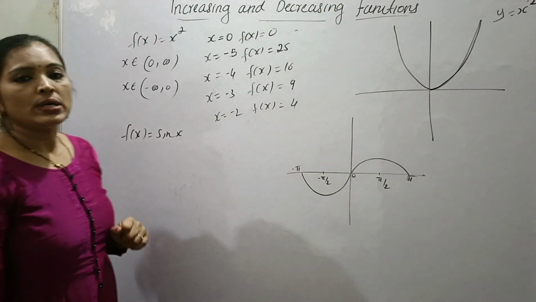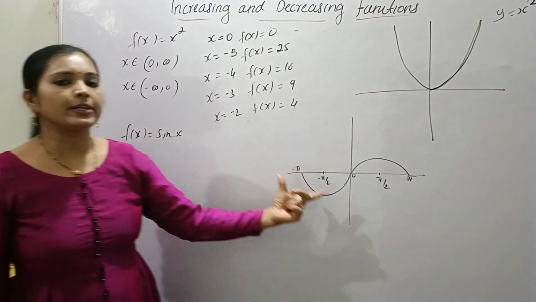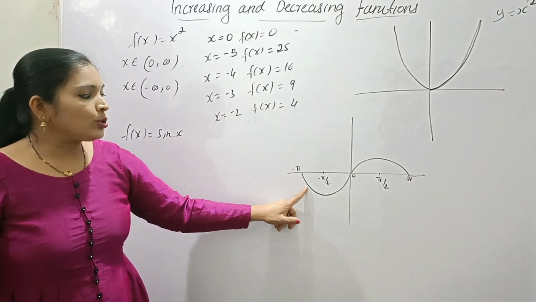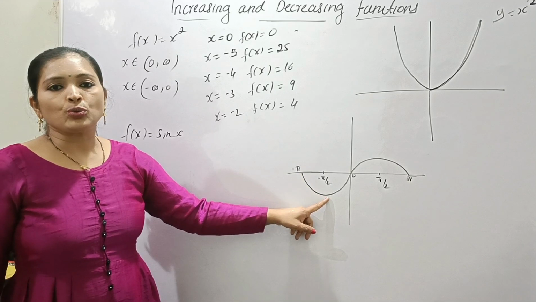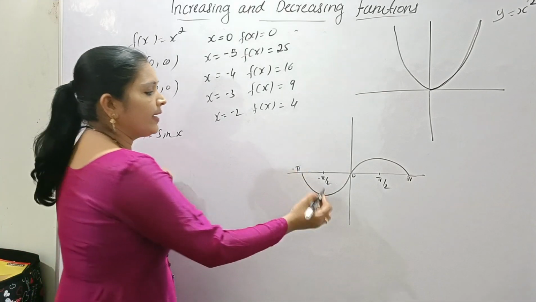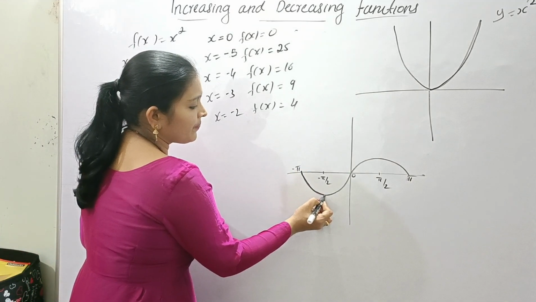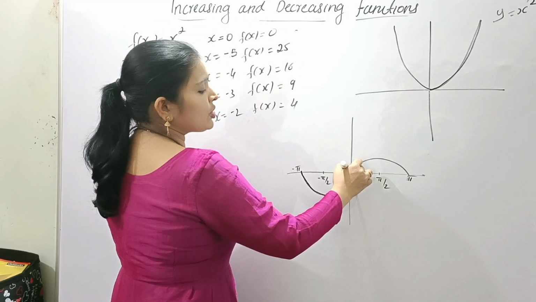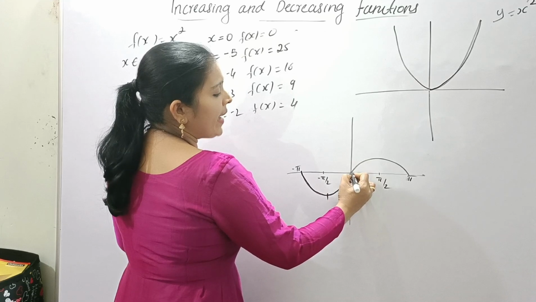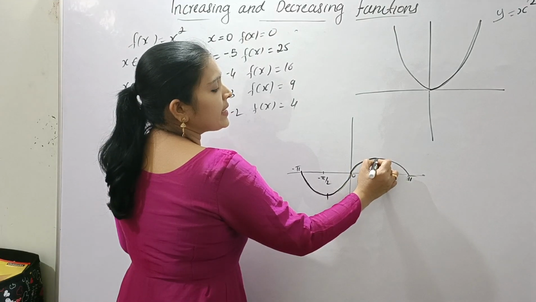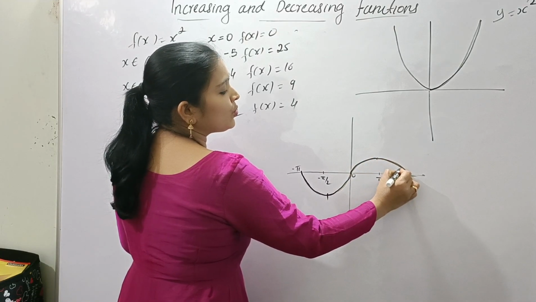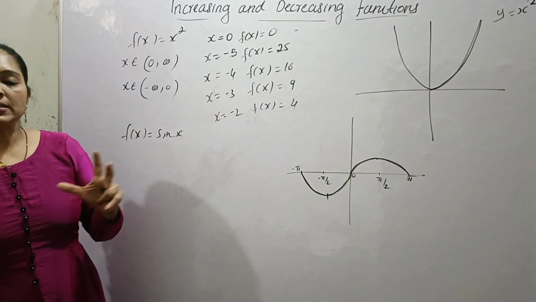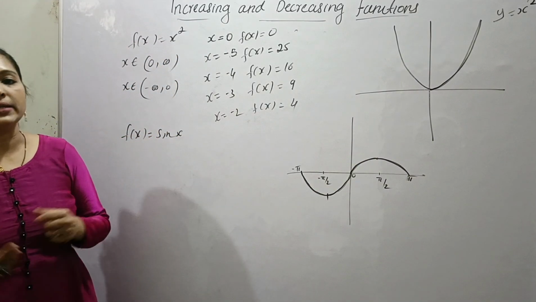f(x) = sin x. Here it is the graph of sin x. Here we can see that from -π to -π/2, this function is decreasing, right? And from -π/2 to 0, this function is increasing. From 0 to π/2, it is increasing, and from π/2 to π, it is decreasing. So for some intervals, this function is increasing and for others decreasing.